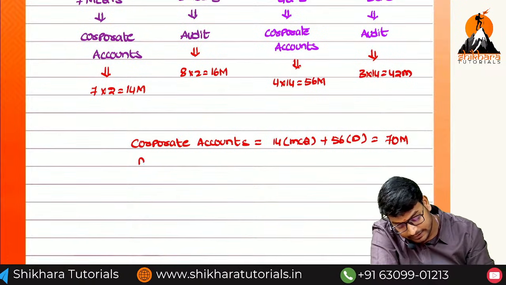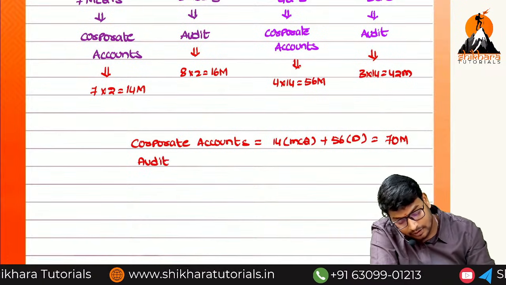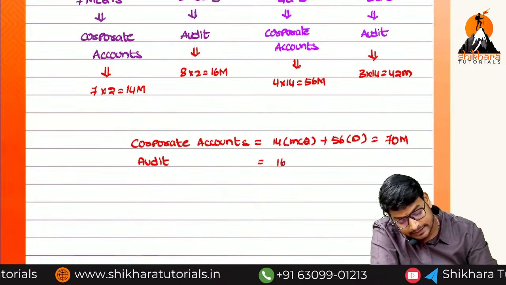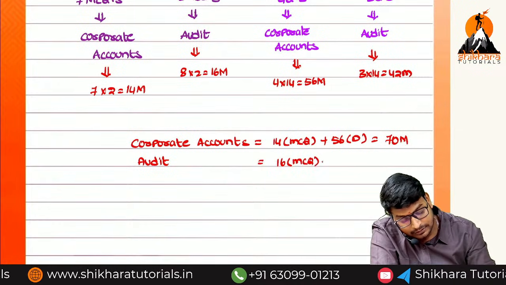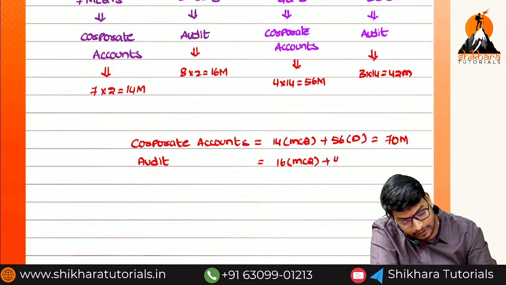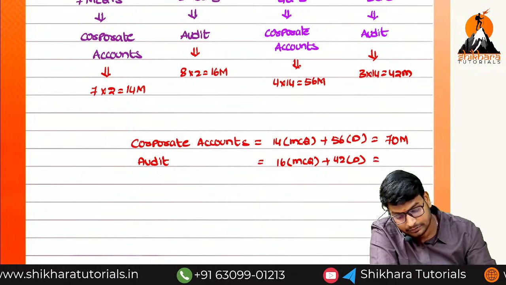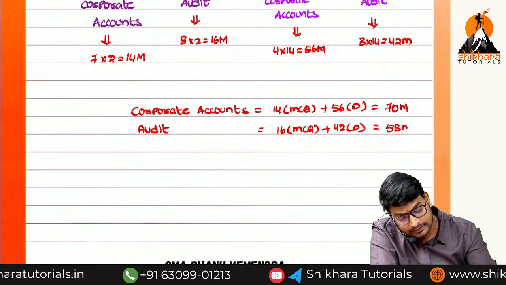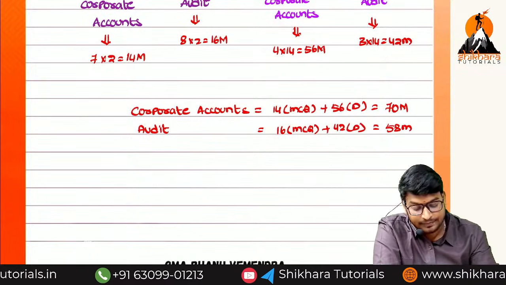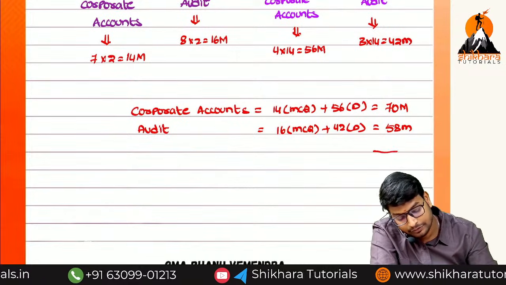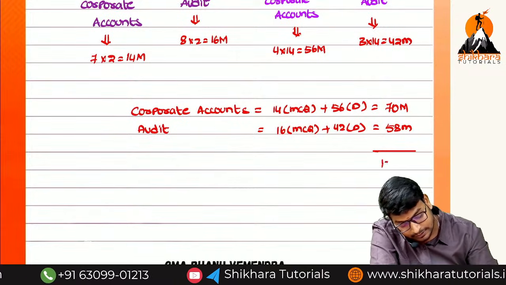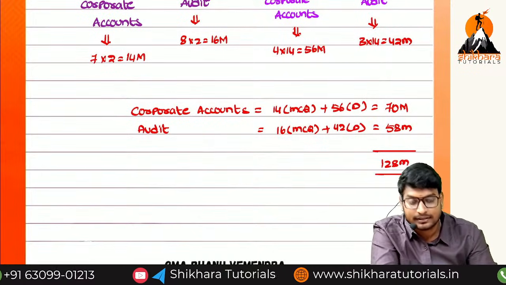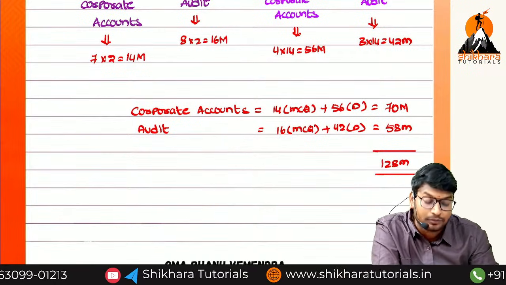And the remaining is audit. Audit also has equal importance. 16 marks from MCQs and 42 marks from descriptive, that is 58 marks in total from audit. If you do the total, we get 128 marks. But the examination is for only 100 marks. Why will they give the extra 28?